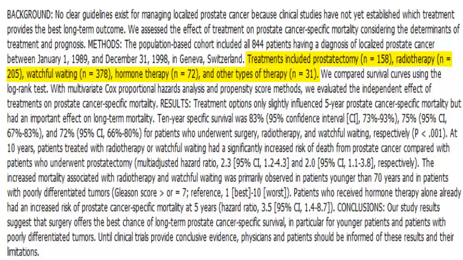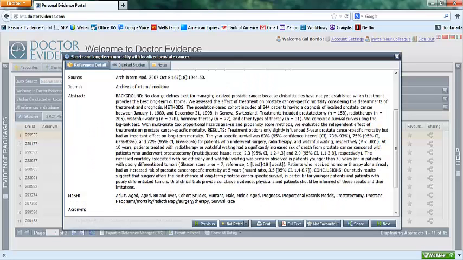158 patients had prostatectomy, 205 had radiotherapy, 378 chose watchful waiting, 72 chose hormone therapy, and 31 chose other therapies. You can also find results. 10-year specific survival was 83%. 95% corresponds to patients who underwent surgery, 75% corresponds to patients who underwent radiotherapy, 72% corresponds to patients who underwent watchful waiting. The abstract view also allows you to easily scroll through abstracts.